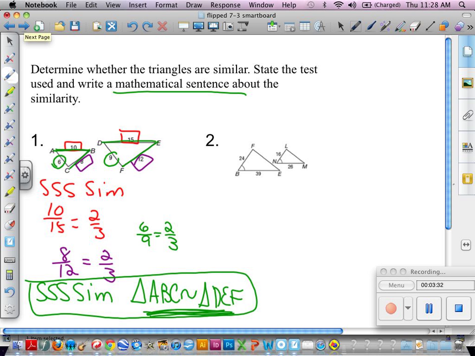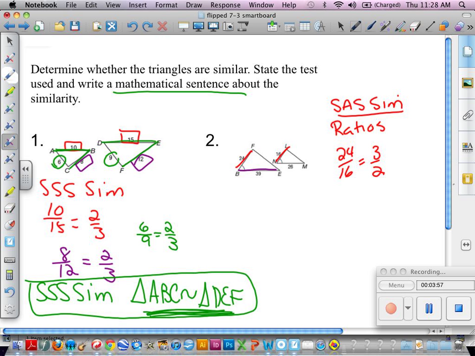Let's look at number 2. You have 2 sets of sides and you have an angle in between. So I'm thinking this is going to be SAS similarity. I just have to check my ratios. So I'm going to take my 24, which is my largest, and put it with my 16. And that gives me 3/2.